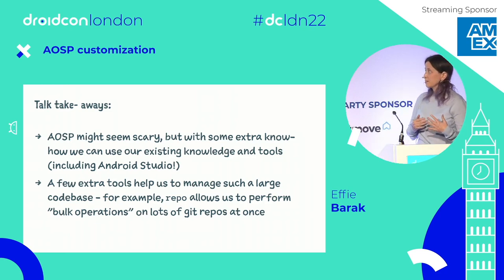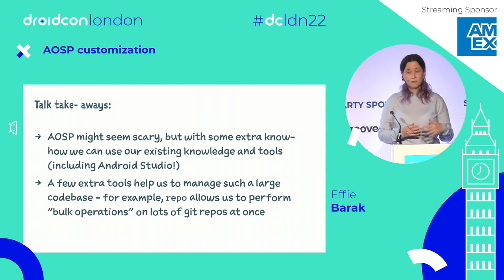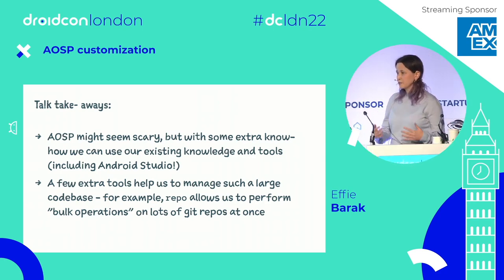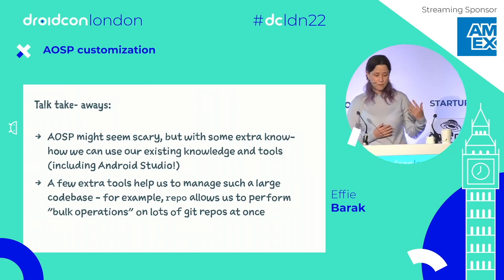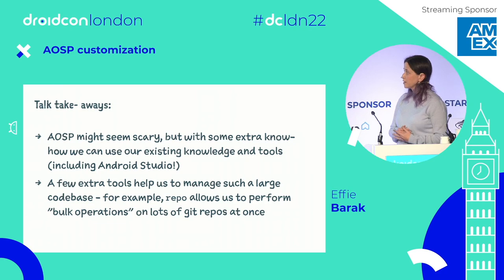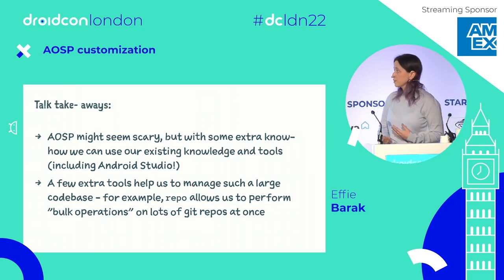The first one is that while AOSP may seem scary, with a little bit of extra knowledge, and I'm really talking a little bit, we can bring our own existing tools and knowledge and develop very similarly, or even identically, to how we develop Android apps. And there are a few extra tools to help us manage and build a larger code base. Once we get to know them, they're just a bunch of extra tools, nothing magical about them.